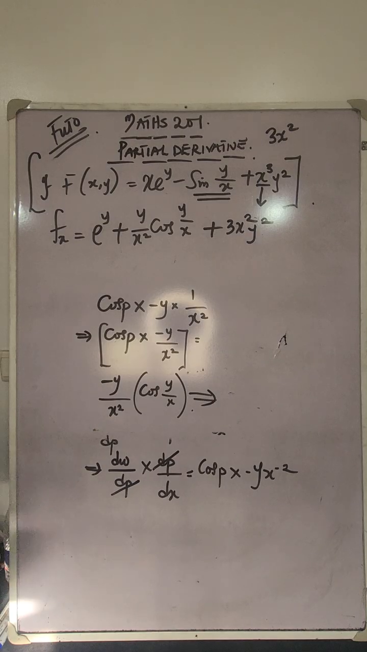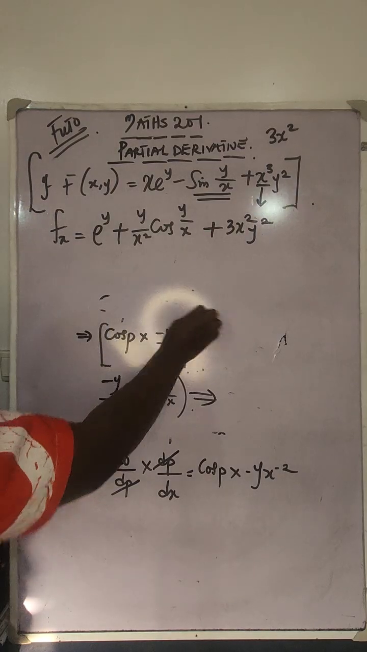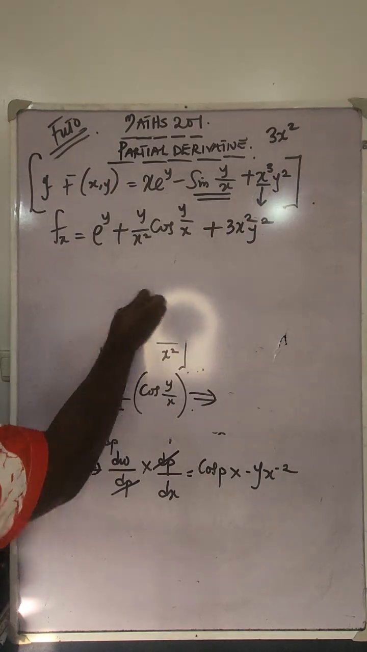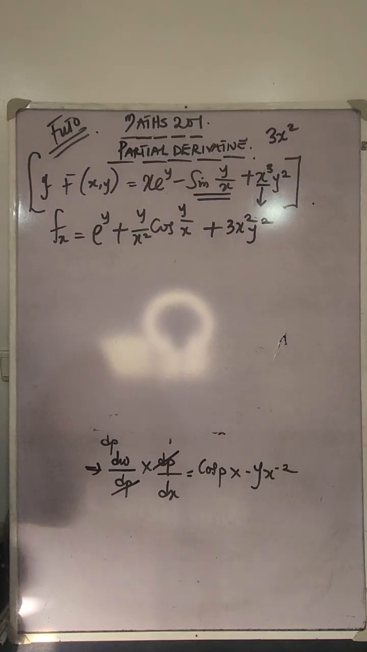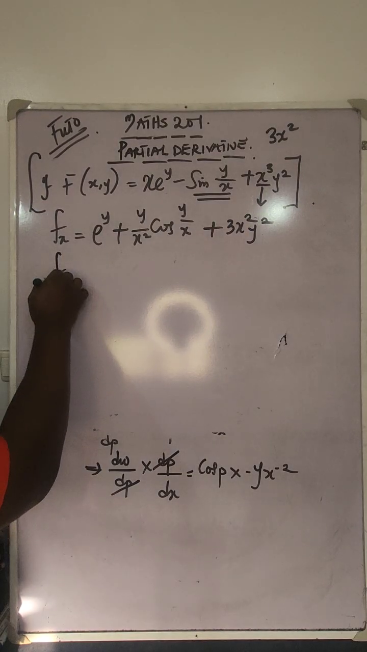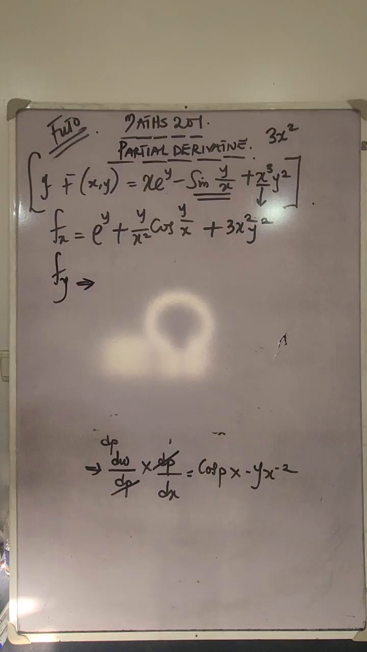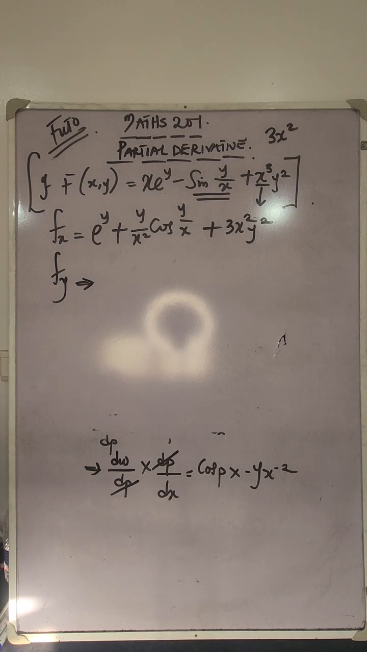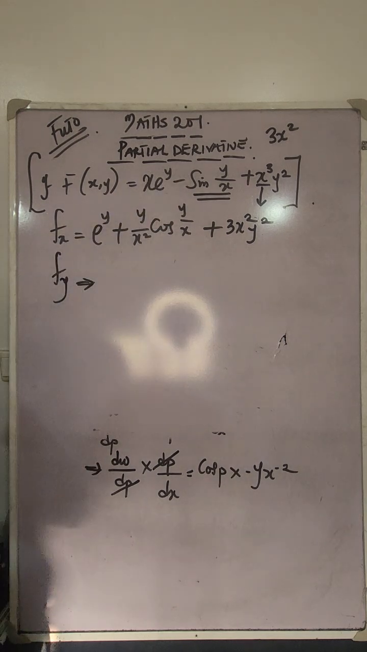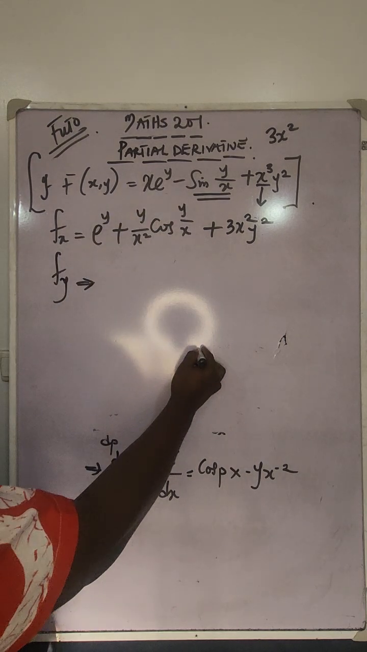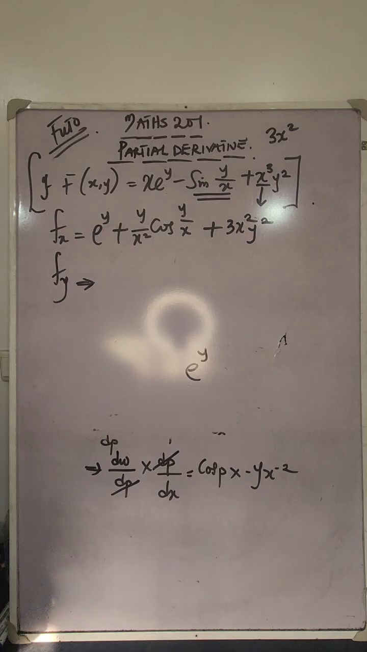All right. Introduction to partial derivative. Let's look at something new. So what will be f of y? As we all know it, this time around we are paying respect to y. So we have the exponent of y.